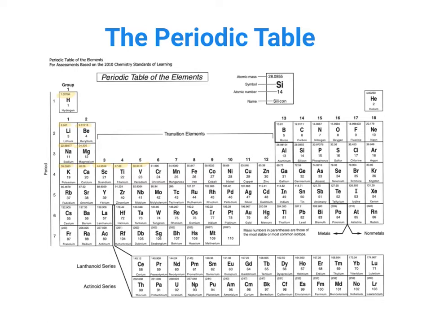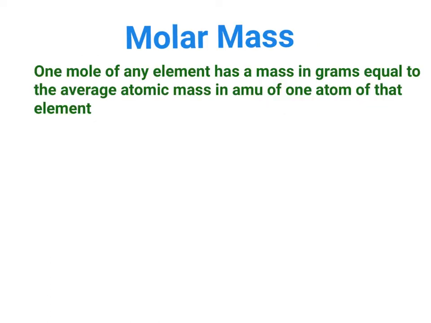Therefore, a mole of an element has a mass in grams that is equal to the average atomic mass of one atom of that element. So let me write that out for you. Let's say it again to be clear: 1 mole of any element has a mass in grams equal to the average atomic mass in AMU of one atom of that element. So let's get our periodic table out and see what this means.